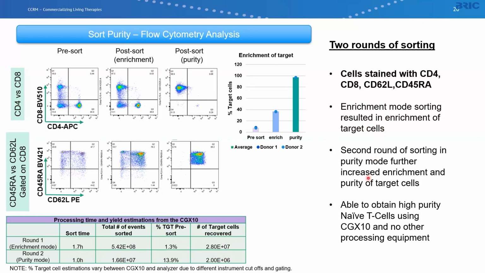So we are able to obtain high purity naive T cells using CGX10 and no other processing equipment right from a leukopak. I would also like to emphasize that by demonstrating this, we are demonstrating the full range of CGX10 capabilities in terms of sorting speed, purity, and yield. And all this range is totally customizable. So you can decide on a specific purity level that you want to achieve, and the speed and yield that you would like to achieve, and fit the instrument's operation to your requirements.